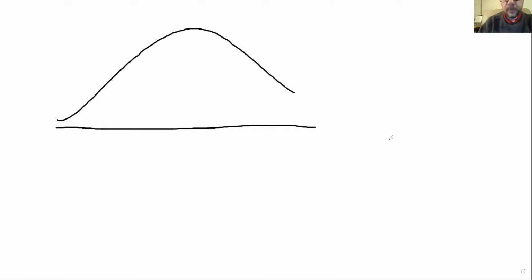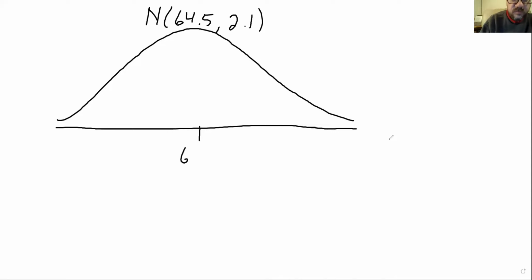Instead of using my computerized one, I'm going to do what you should be doing on pretty much every problem and doing this. Oop, a little longer. Okay, so this is N. Mean was 64.5. Standard deviation was 2.1. Both of those are in inches. So right here is 64.5.